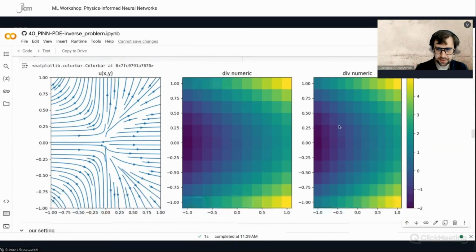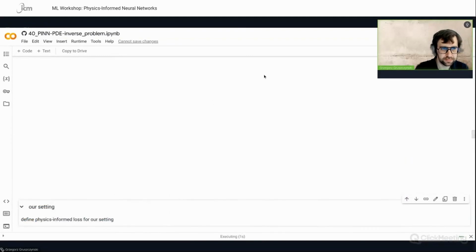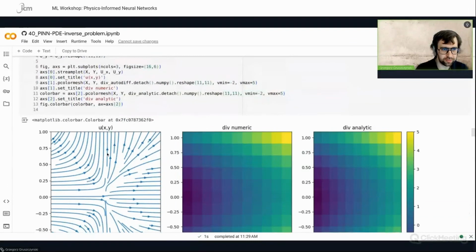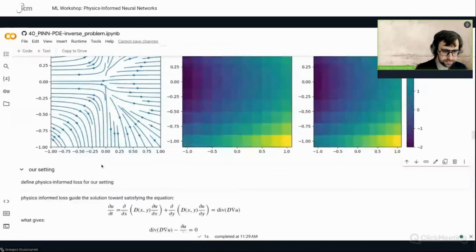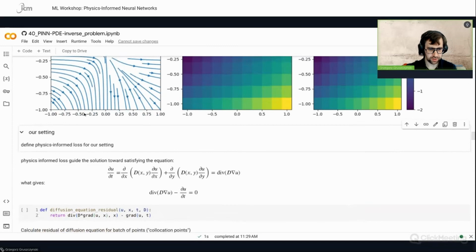And I can visualize it and see that indeed the divergence of the numeric, and it's a typo, I think. One is analytical. This should be analytic. It looks the same. And here is the plot of the u velocity field. Good. So we have tested our operators, and we can now assemble the differential equation.